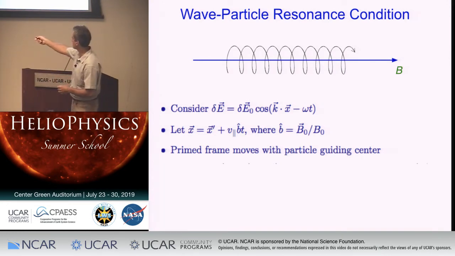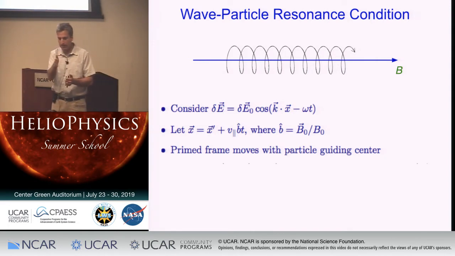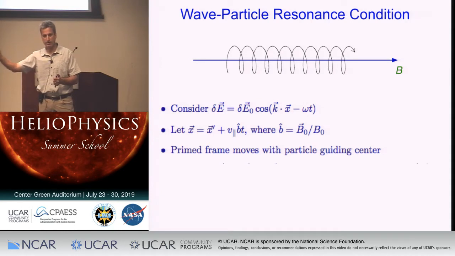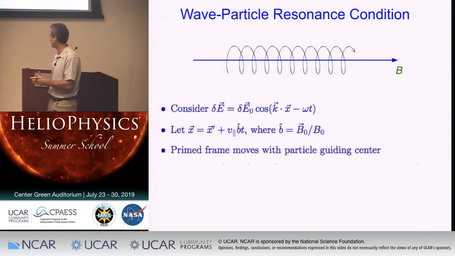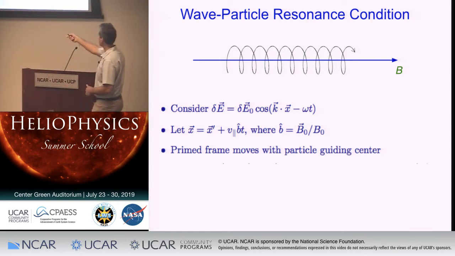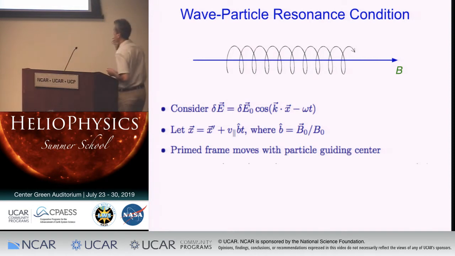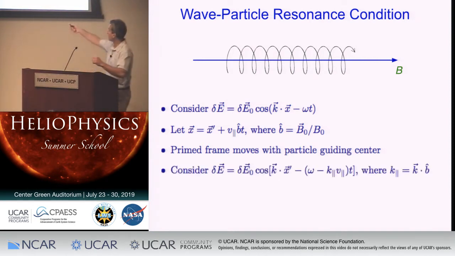What we're doing here with the primed coordinates is moving into a reference frame that's tracking the particle in its parallel motion along the background magnetic field. And so in the primed frame, the particle is just moving in circular motion perpendicular to B naught. So if we substitute this expression into the argument of the cosine function, we rewrite that argument like this. It's k dot x prime minus the omega t term, but we now have this extra term proportional to t, the k parallel v parallel t term. K parallel is k dot b hat.